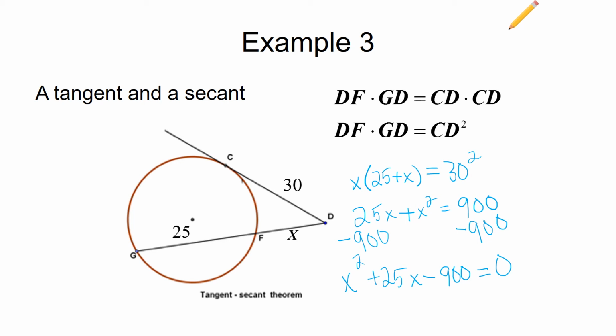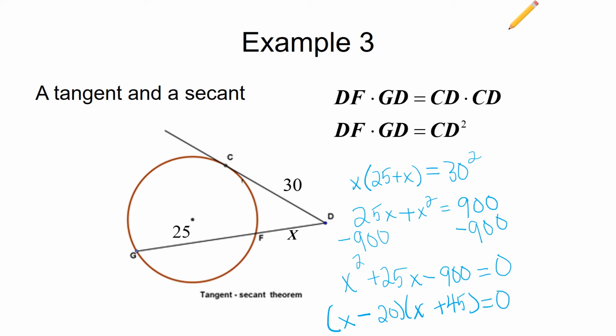Okay, anyway, so when we have an x squared term and an x term and a c term, that means that we're going to have to factor, and everybody loves factoring. So we need to think of two numbers that multiply to negative 900, which is kind of crazy. So factors of 900 that add or subtract to 25. So those two numbers are 20 and 45. Those two numbers multiply to 900, but we need one of them to be negative, and we want the sum of those two numbers to stay positive. So I'm going to make my 20 negative and my 45 positive, equal to 0.